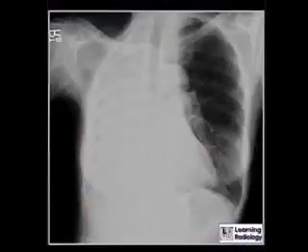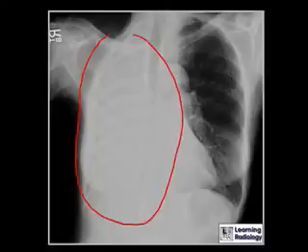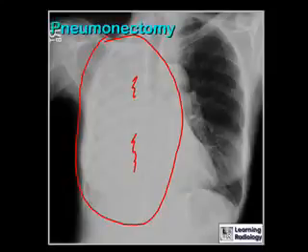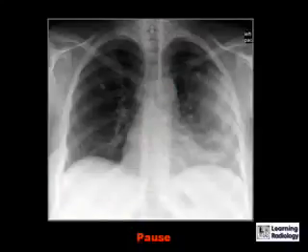Here's another example. In this case, there is opacification of the entire right hemithorax, and we no longer can see any of the structures on the right side of the heart, the ascending aorta, or the right atrium, because they are being silhouetted out by the lack of air in the right hemithorax. In this case, the patient has had a pneumonectomy and the right hemithorax has been filled with fluid and fibrous tissue. So here's a mini quiz that uses the silhouette sign.